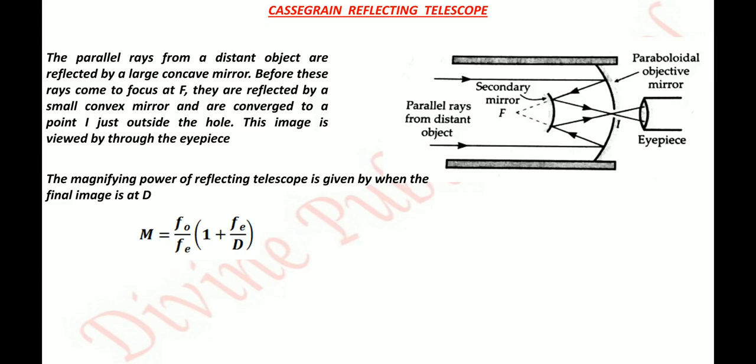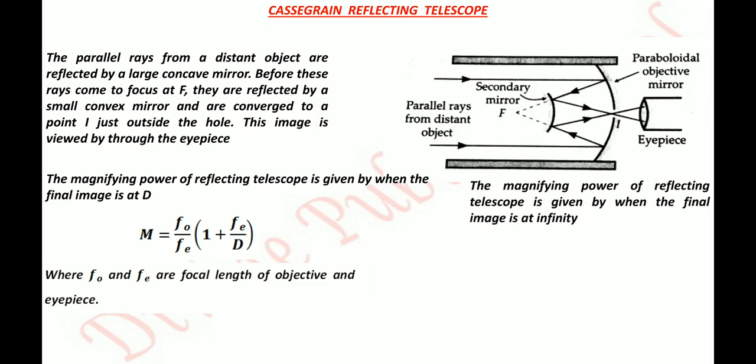So we put the values according to the sign convention, where FO and FE are the focal lengths of the objective and the eyepiece. And if the final image is at infinity, then the magnifying power of the reflecting telescope is m = FO/FE. That formula we have already studied. FO represents the focal length of the objective and FE represents the focal length of the eyepiece. Okay, so this is what the reflecting telescope is. There is no derivation; only the direct formula has to be written.